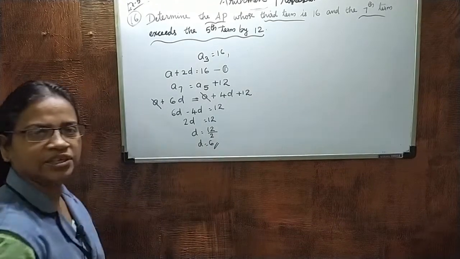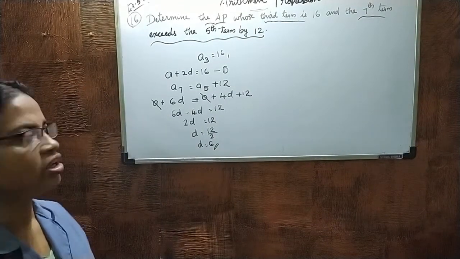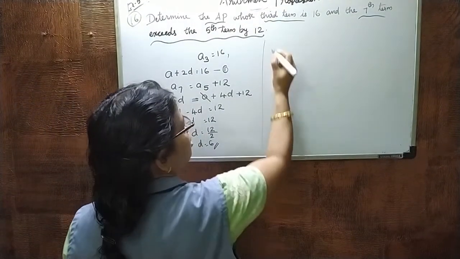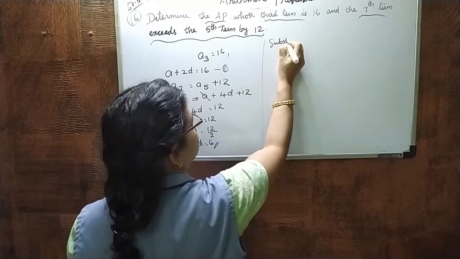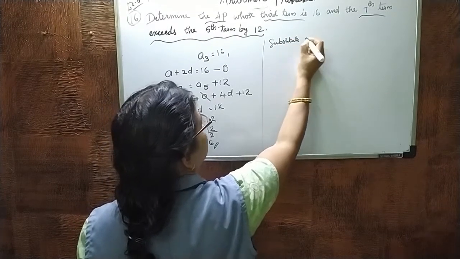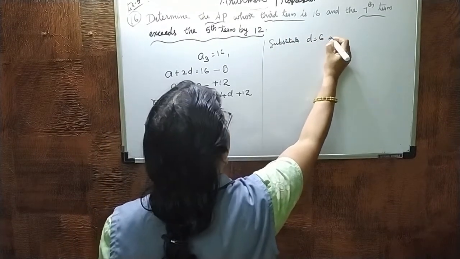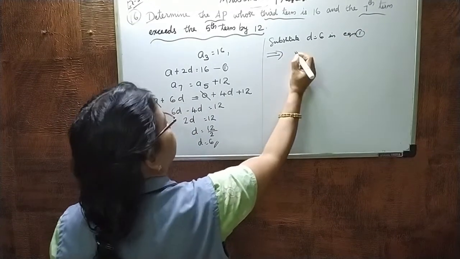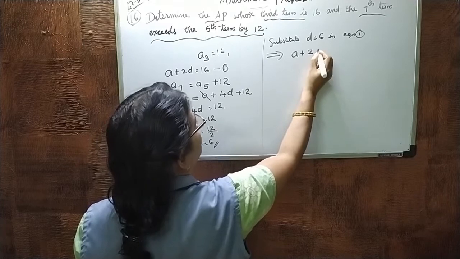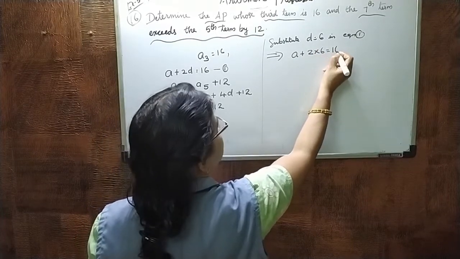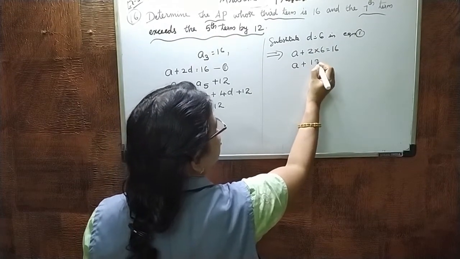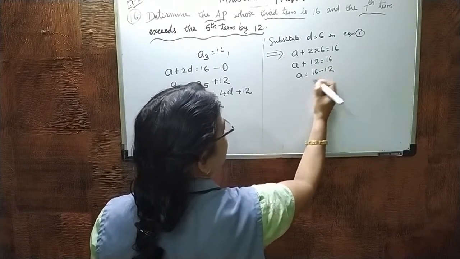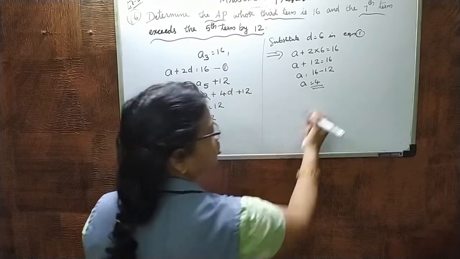Now, we got D equal to 6. For the AP, first thing we got. Now, just substitute D is equal to 6 in equation number 1. It gives A plus 2 into 6 equals 16. A plus 12 equals 16. A equals 16 minus 12. A is equal to 4, you got.